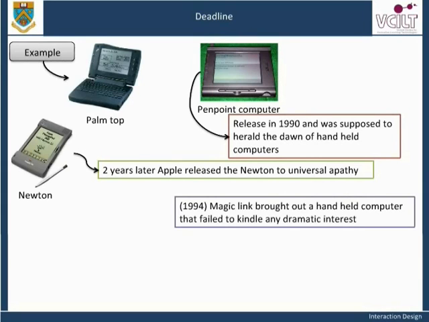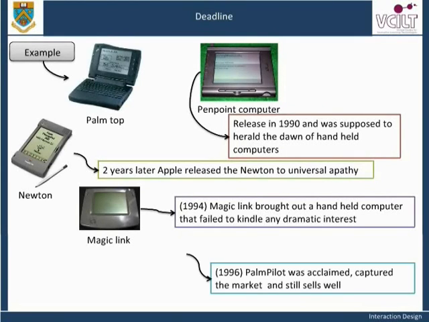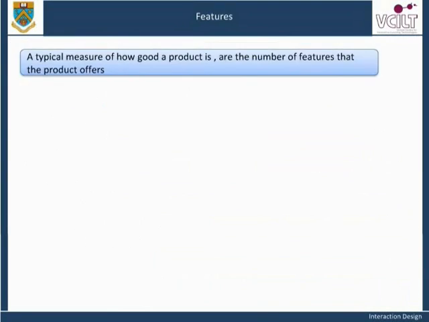In 1994, the General Magic Link brought out a handheld computer that failed to kindle any dramatic interest. Finally, in 1996, the Palm Pilot was released, was acclaimed, captured the market, and still sells well. The point being that, even though it was 6 years too late, it is a well-designed and researched product that satisfies its users.